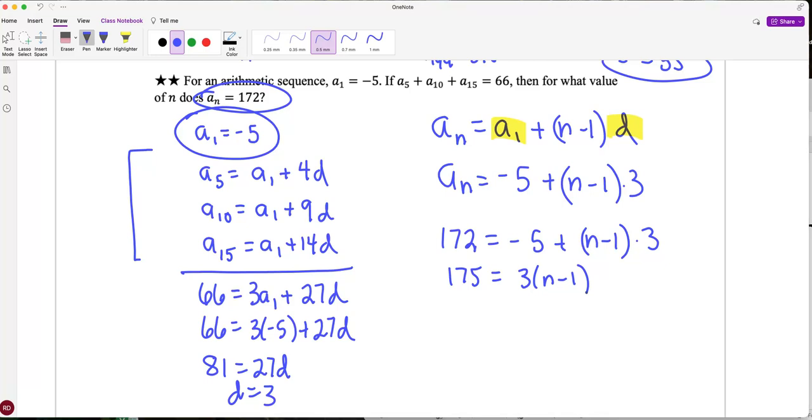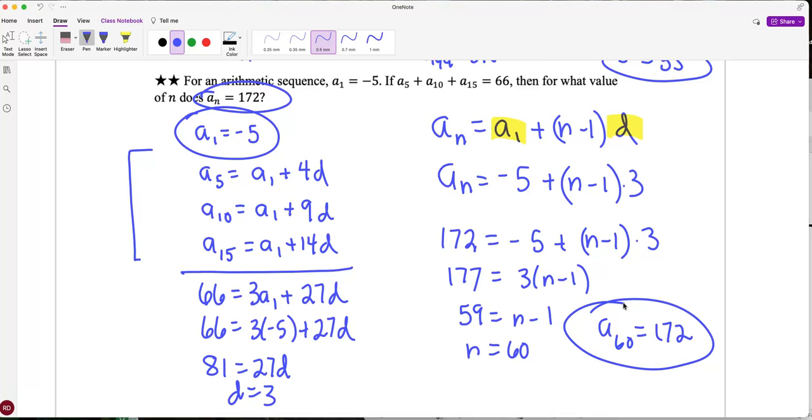Wait, did I do that right? No, sorry. When I added the 5, this is a 177. 177, divide that by 3. 3 goes into there 59 times, so 59 is N minus 1, so N is 60. That's it. So this tells me that A60 equals 172.